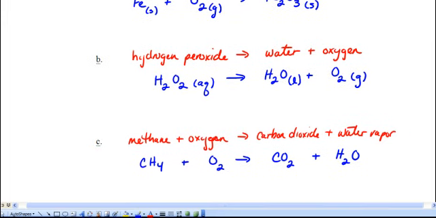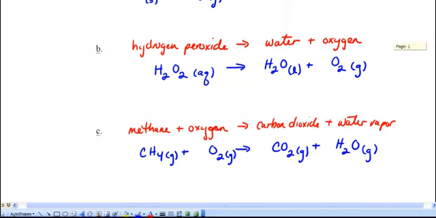And scrolling down just a little bit, this reaction with methane and oxygen, everything is in the gaseous phase. So we'll put a G behind the methane, behind the oxygen, behind the carbon dioxide. And in this case, we originally said that it was water vapor, so we'll put a G behind that as well because it is in the gaseous phase.